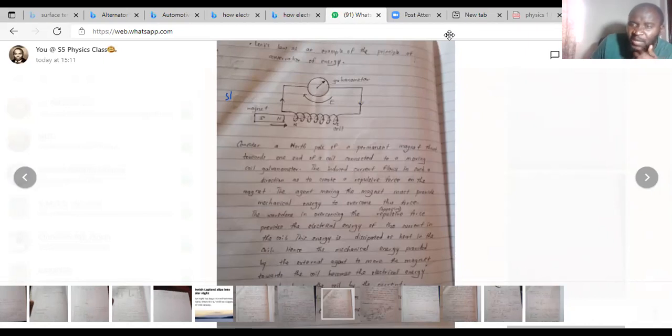And with that, we can say Lenz's law can be used to explain the principle of conservation of mechanical energy. It is a very common question which they ask, for people to explain how Lenz's law can be used as a principle of conservation of mechanical energy. And please be always in position to handle that and do such explanations.